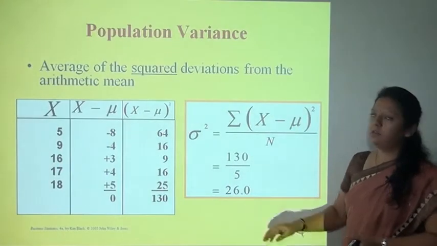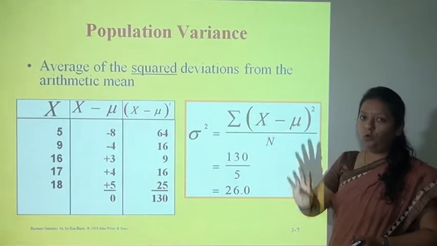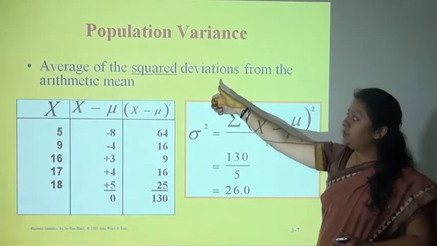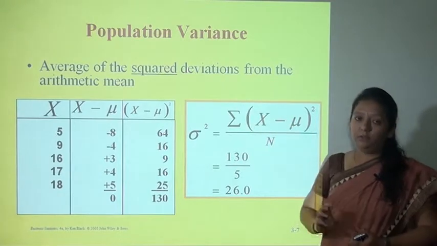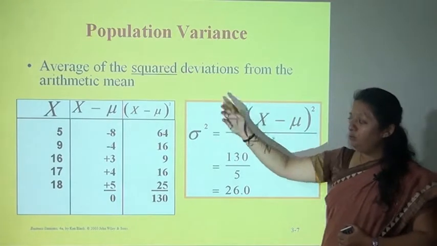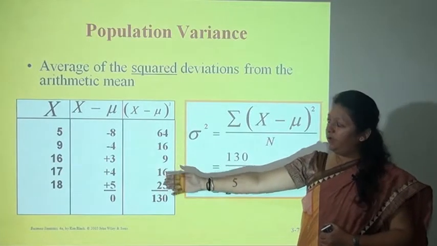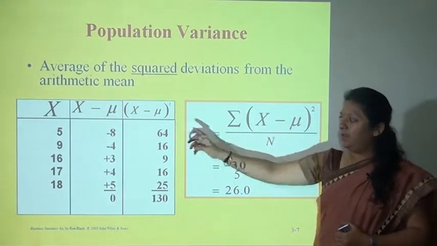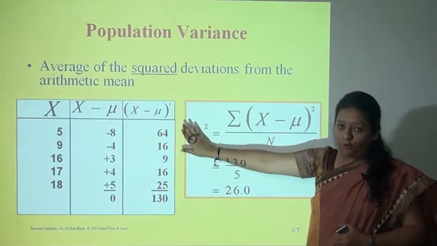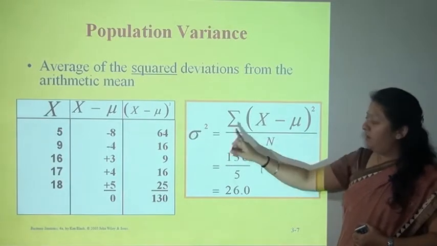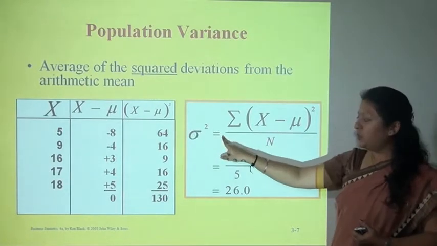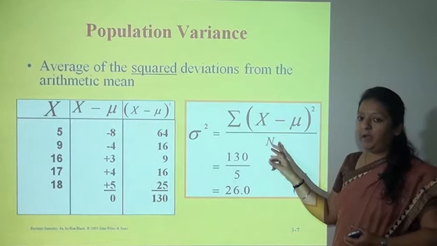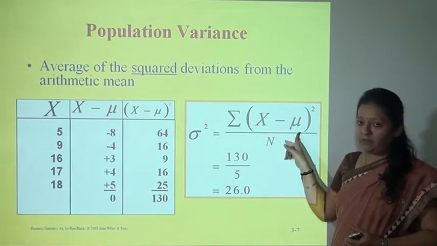Now we'll discuss population variance, the fourth measure for finding out variability. It is the average of the squared deviations from the arithmetic mean. Again we take the same example. The formula for calculating variance, sigma square, is equal to sigma of x minus mu whole square divided by capital N. We'll find x minus mu first.